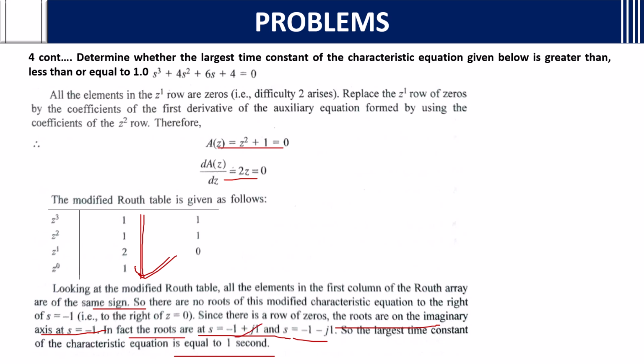So these roots, I have already told you in the previous video on the root criterion how to find them. You can follow my previous video if you do not understand. These two roots you will get when you solve using the characteristic equation. Those two roots you can find, and the time constant is nothing but 1 second only, as there are no roots on the right half plane.